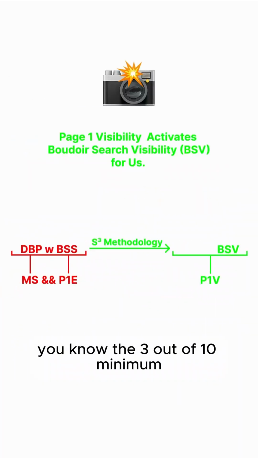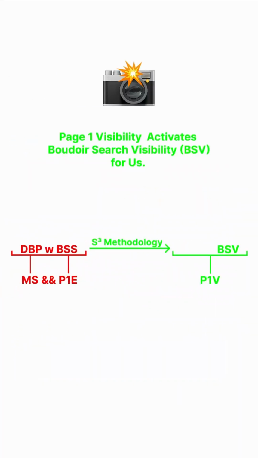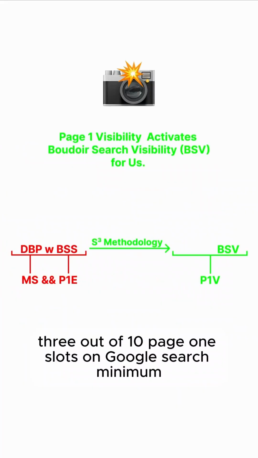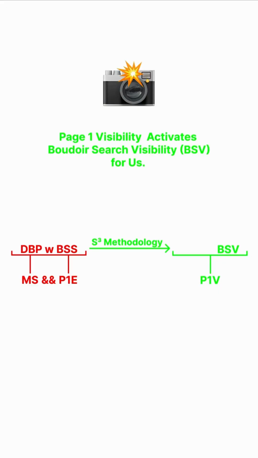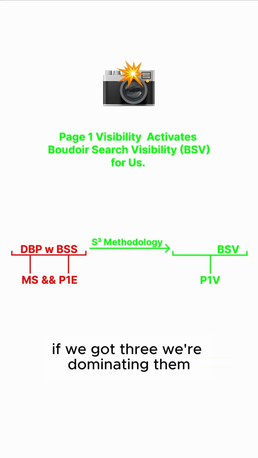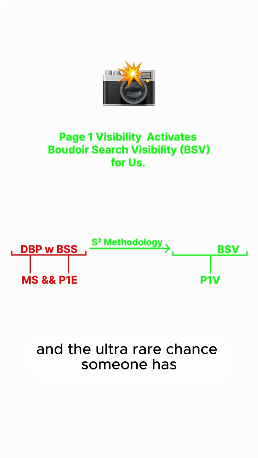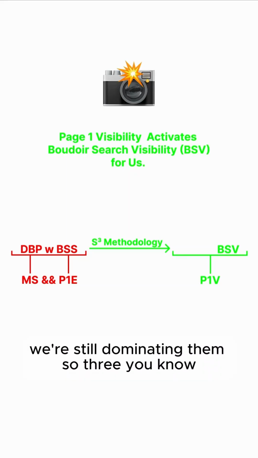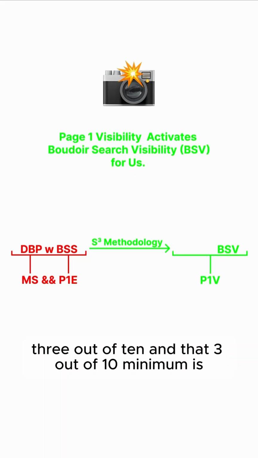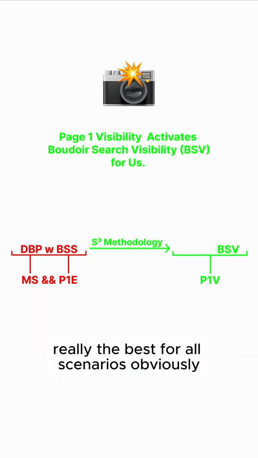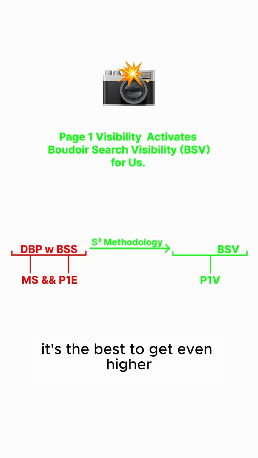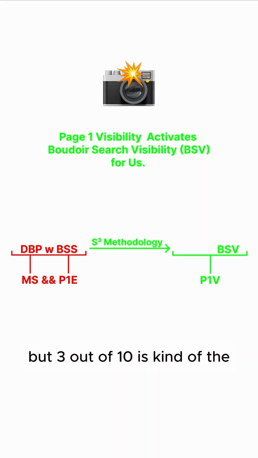So the 3 out of 10 minimum, 3 out of 10 page one slots on Google search minimum, because basically everyone else is going to have one slot. If we got 3, we're dominating them. And in the ultra rare chance someone has 2 slots on page one, well, we're going to have 3. We're still dominating them. So 3 out of 10 is really the best for all scenarios. Obviously, it's best to get even higher, but 3 out of 10 is the minimum where we want to get to.